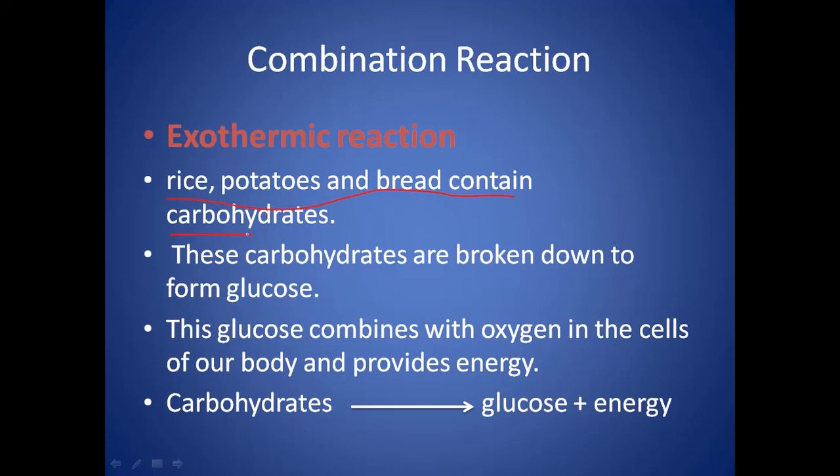Few other examples are there: rice, potatoes, and bread contain carbohydrates. Remember, carbohydrates or these all are chemicals. Even potato is a chemical. We all are chemicals if you can write the formula. So these carbohydrates are broken down to form glucose. This glucose combines with oxygen in the cells of our body and provides energy. So carbohydrates will give us glucose and energy. So this is also one kind of exothermic reaction. That's the reason when we eat after dinner or after lunch, we feel some kind of heat or energy get generated. Okay.